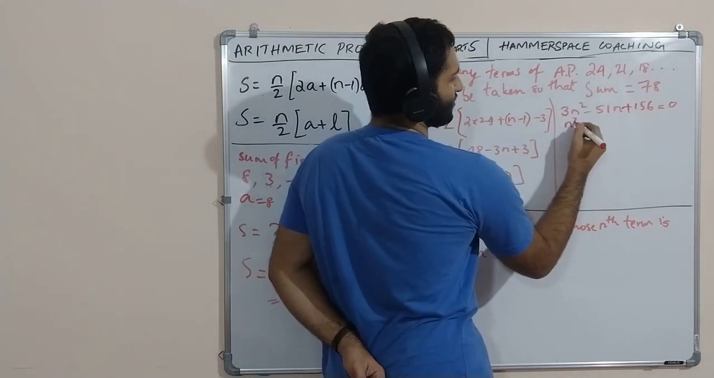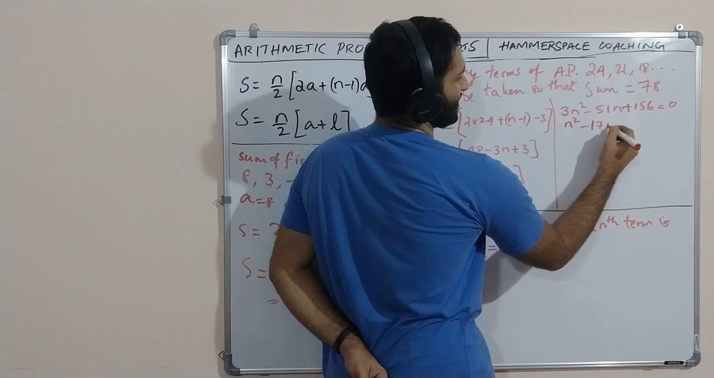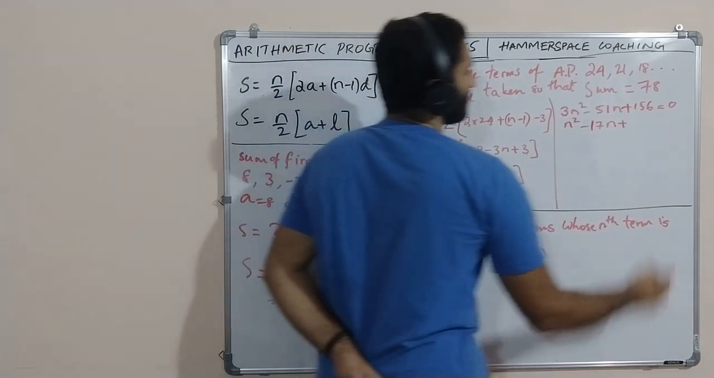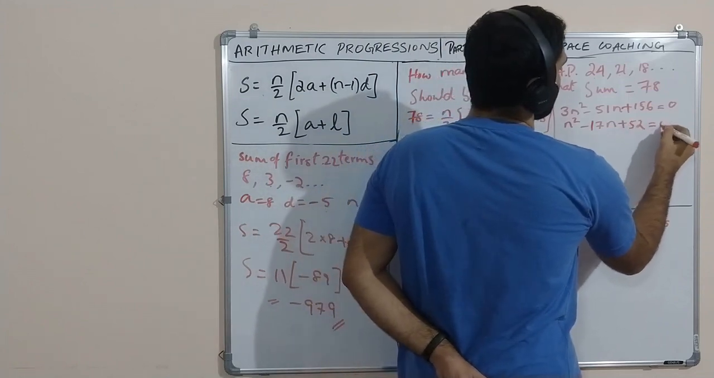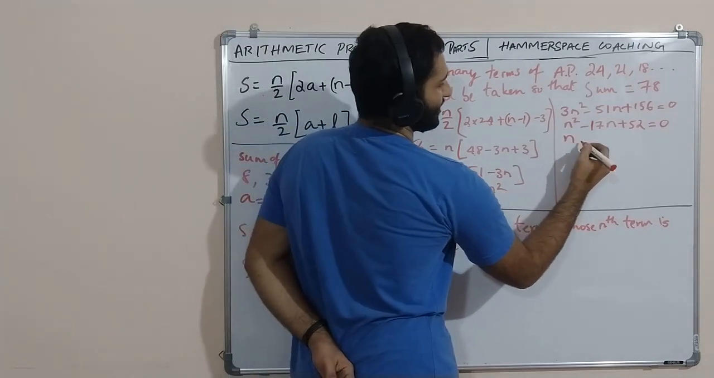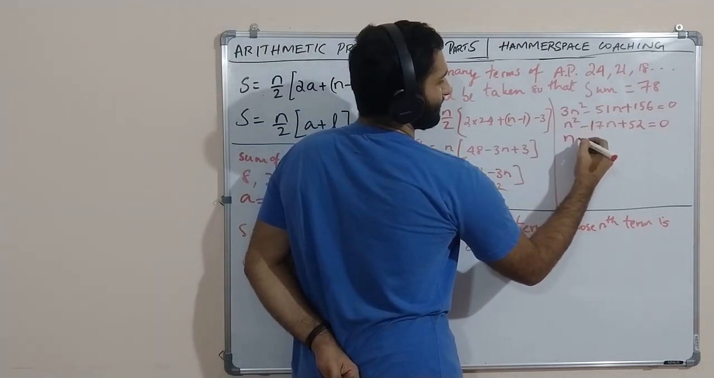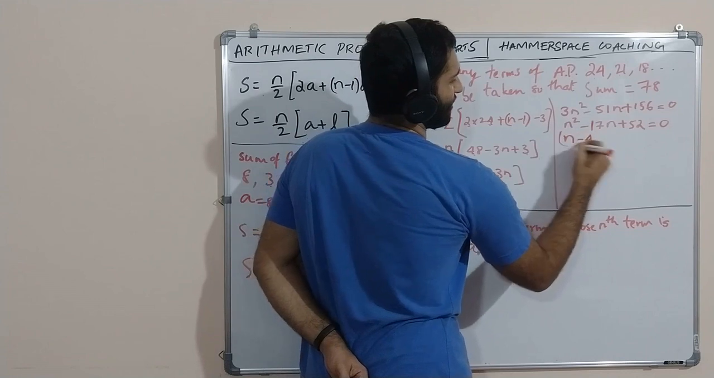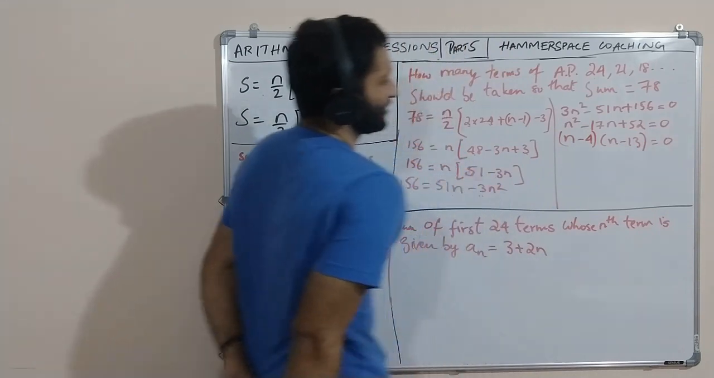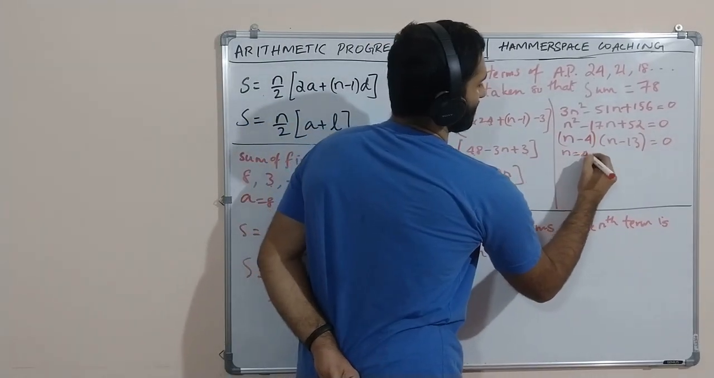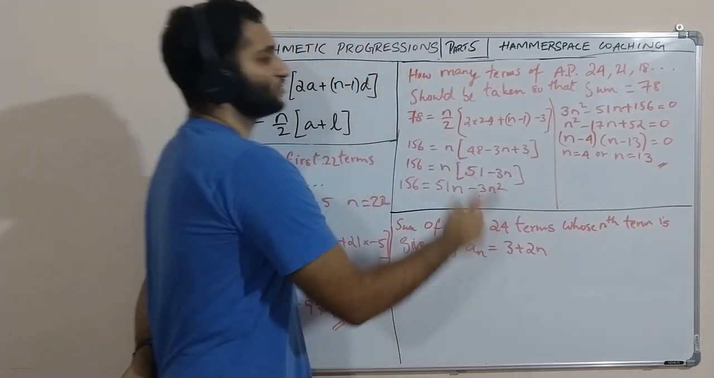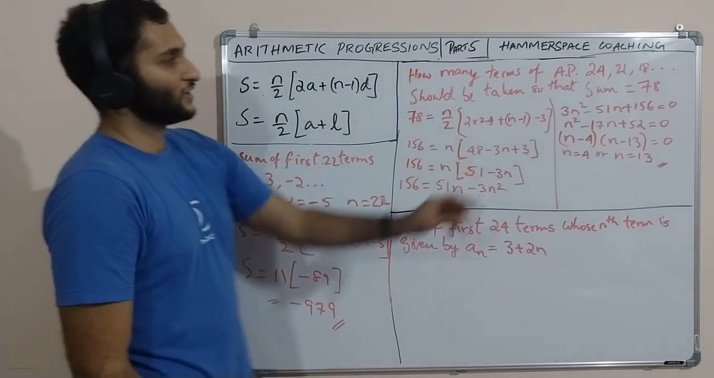So we will get N square minus 17N plus 52 equal to 0. So this can be written as N minus 4 into N minus 13 equal to 0. So N equal to 4 or N equal to 13. So we have two solutions. So N can be 4 or N can be 13.